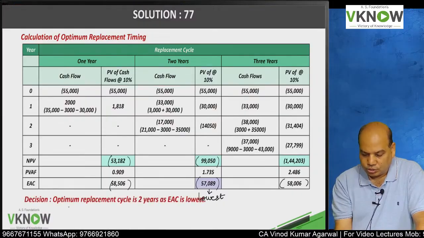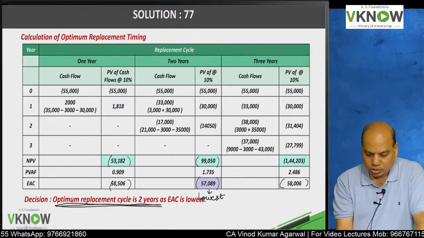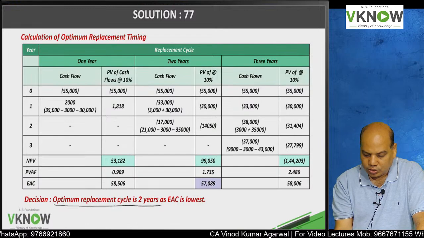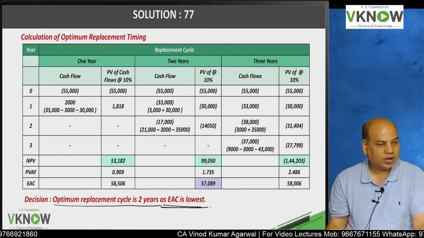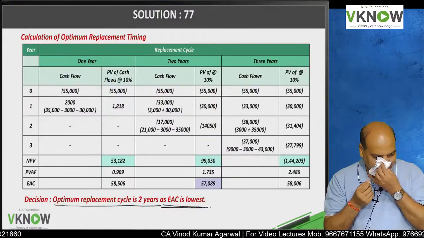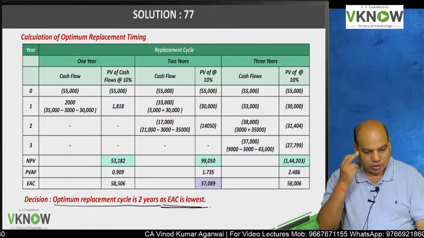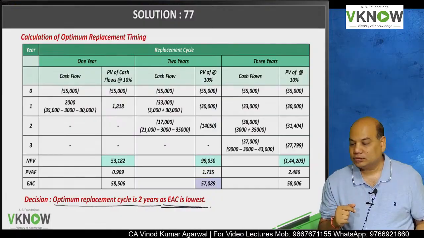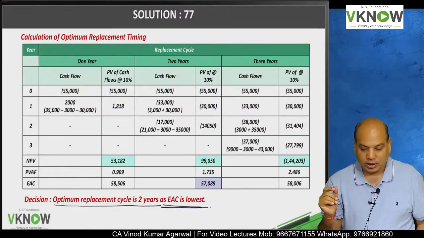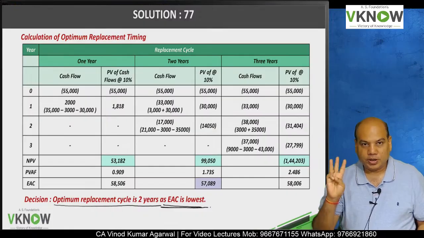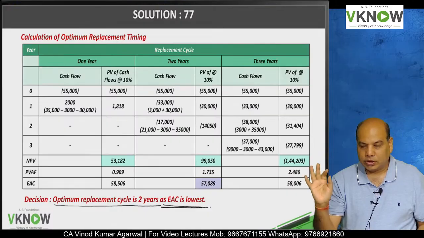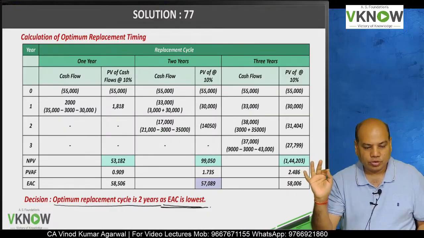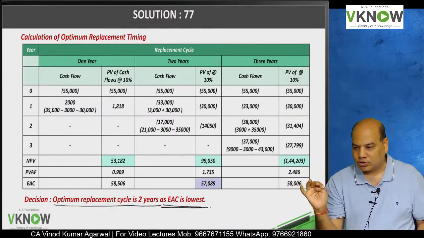So you have to write a conclusion. Optimum replacement cycle is 2 years as EAC is lowest. This is also from your study material. You can prepare 3 different tables, or in one table you can write, but show all the calculations. Understood?